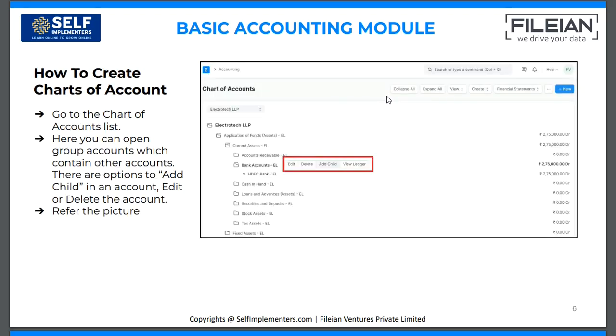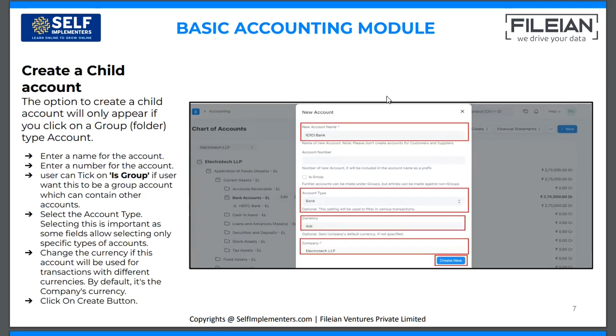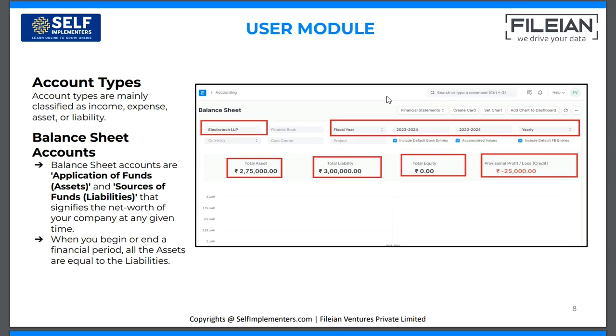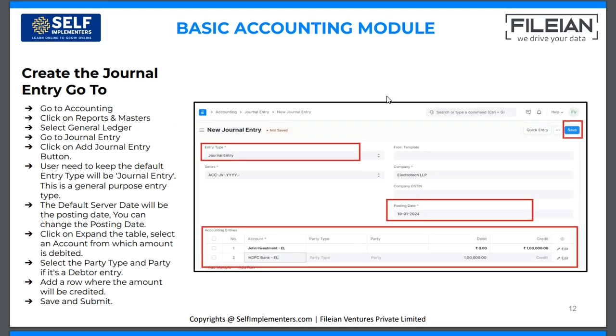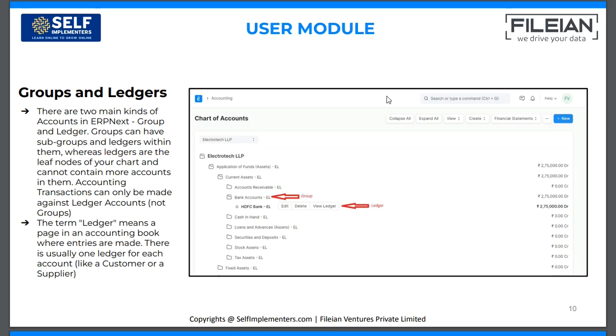So we will see how we can add a child account into your group account, and also we will take some money from an investor and deposit it into our bank account, and against that we will take an office on rent and we will pay the rent for that office as well. So all these basic entries and the basic accounting system we will learn in today's video. So let's go to our ERPNext application.